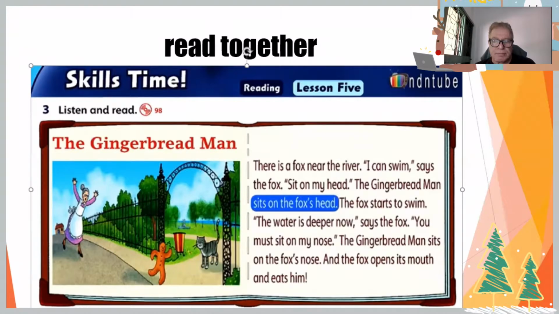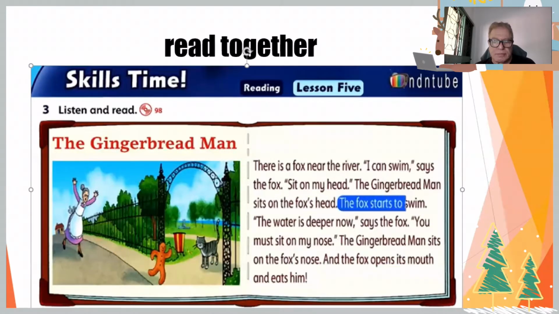Okay. The fox starts to swim. The fox starts to swim. Say, starts to swim. The fox starts to swim. Very good.